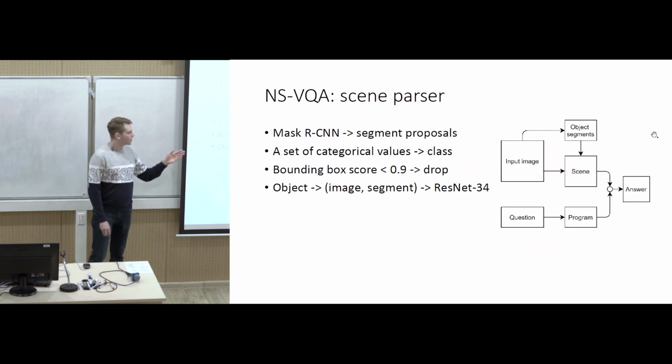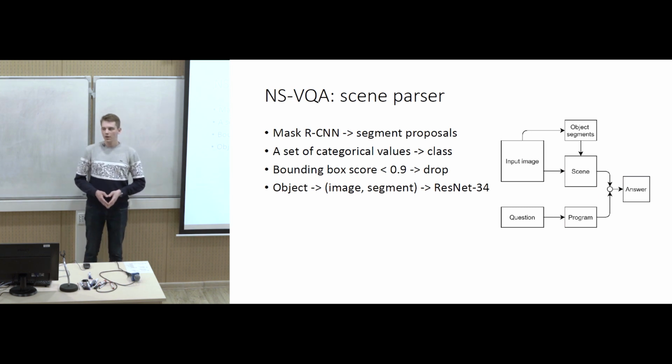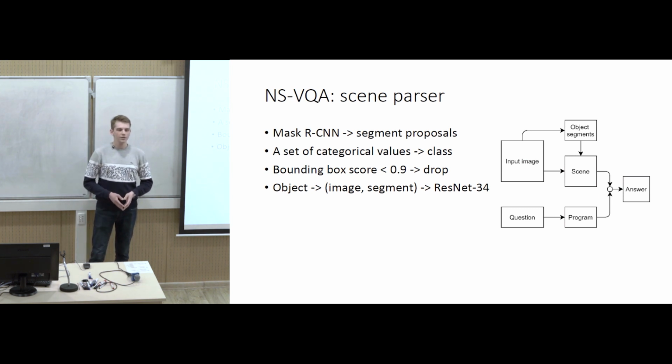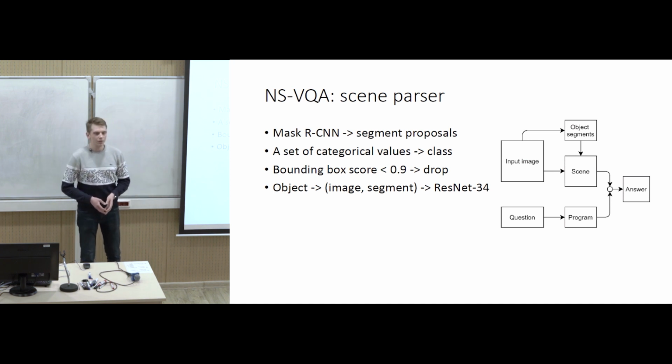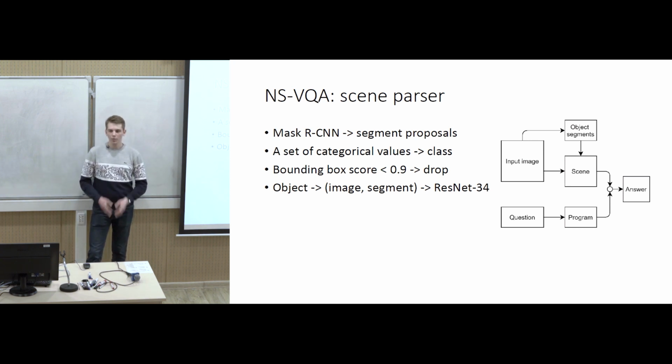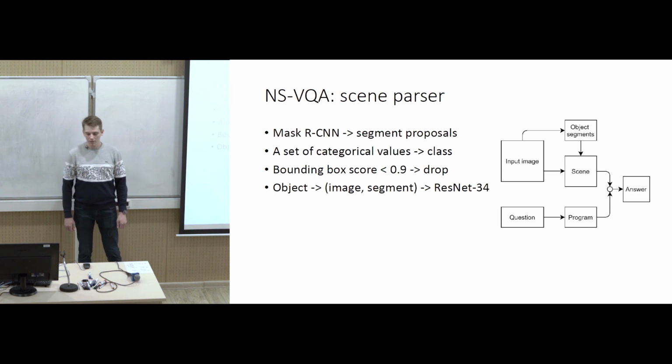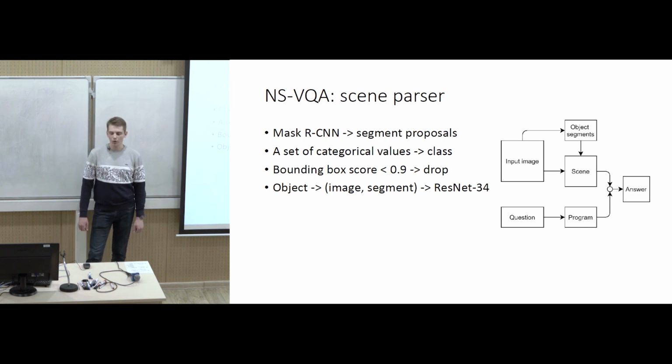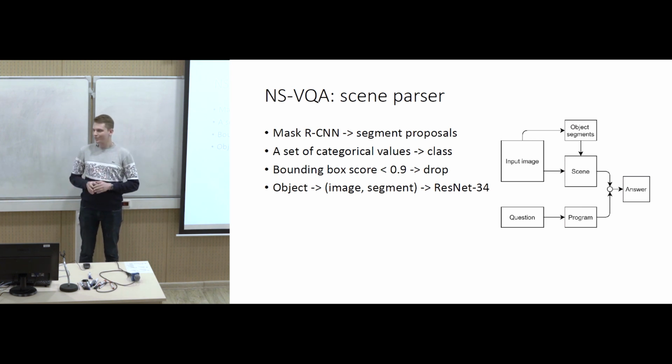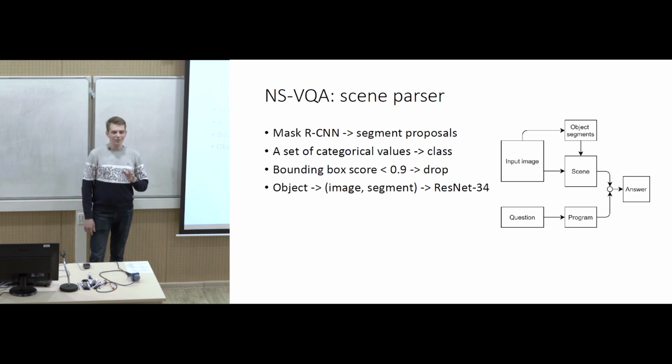So I made a little scheme at the right. The first part is a scene parser, and it consists of a Mask R-CNN for extracting segment proposals of all objects in the scene. Along with predicting the segmentation mask, it also predicts the categorical values: the size, the shape, the color, and the material. And what about the location? The location is the second part.